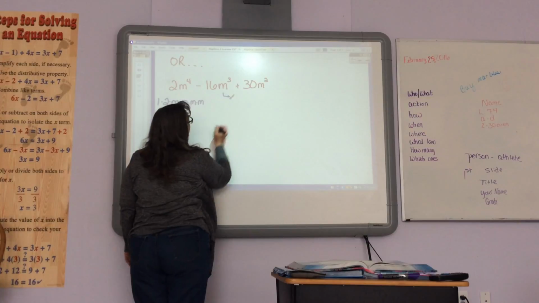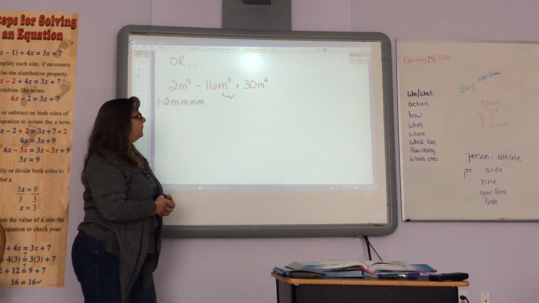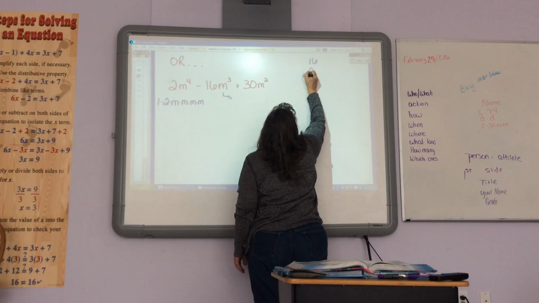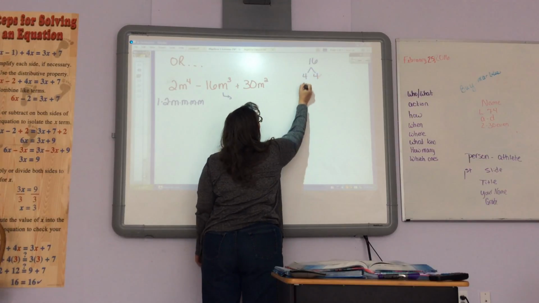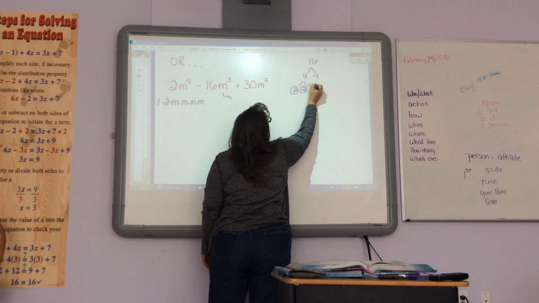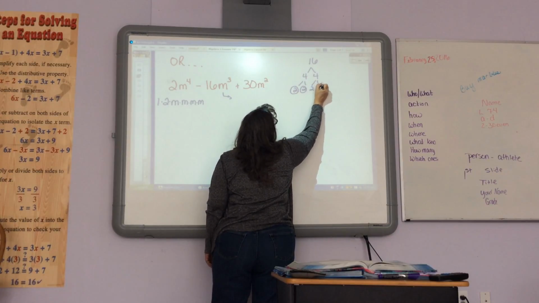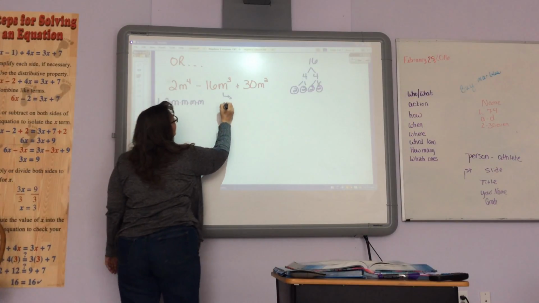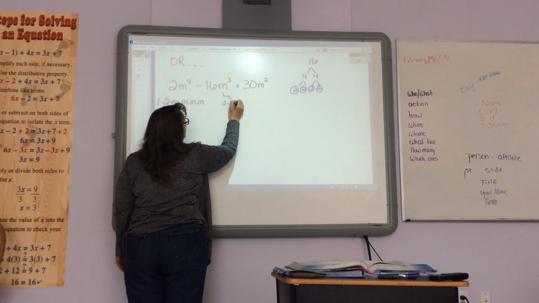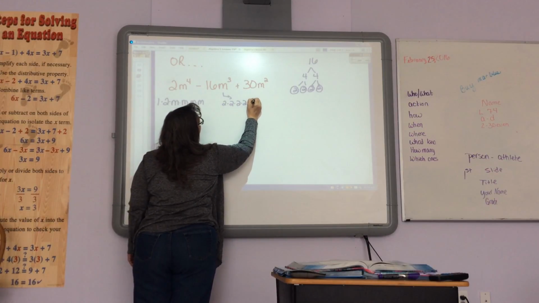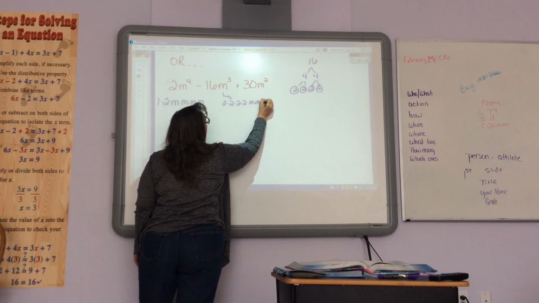The prime factorization of 16m cubed. 16 is 4 times 4, neither are prime. 4 is 2 times 2, they're both prime. And 2 times 2, they're both prime. Now we're done. So I have 2 times 2 times 2 times 2, and 3 m's: m times m times m.